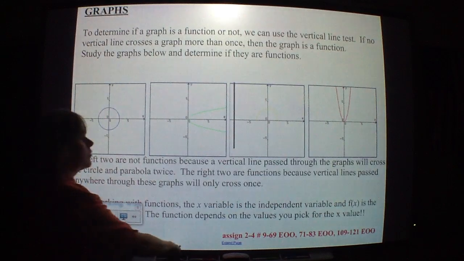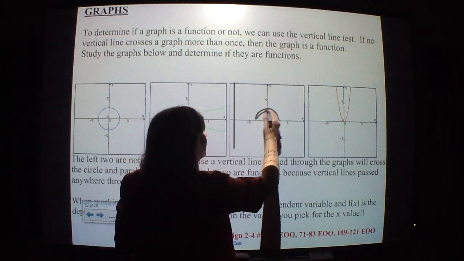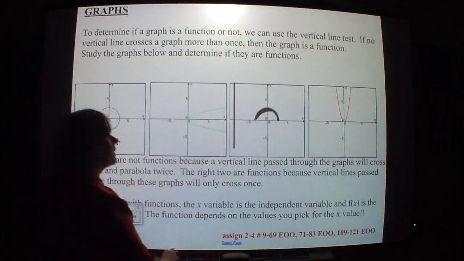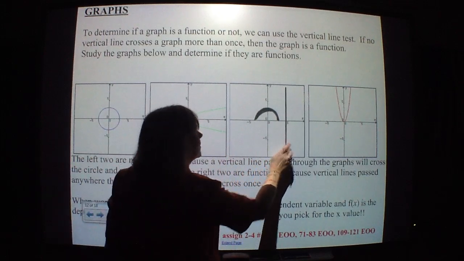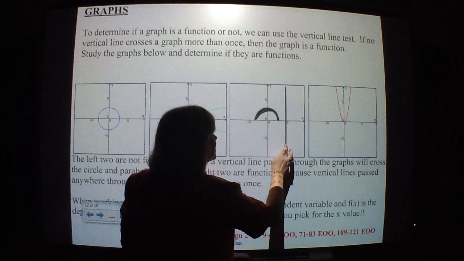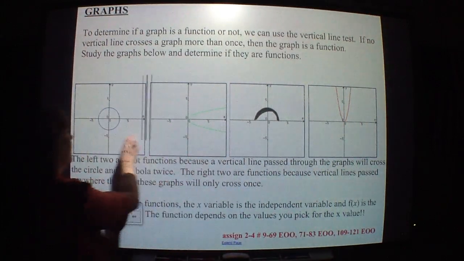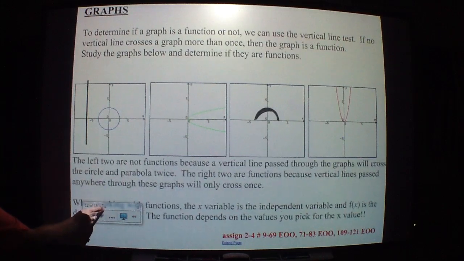The next one you might need to write on your graph a little better because I made a real light color and I don't think it graphed. It's a semicircle. Okay? Half a circle. That is a function. And then the last one is a function. Okay, so the first two are not functions. The last two are functions.